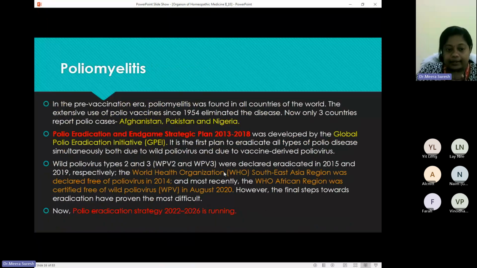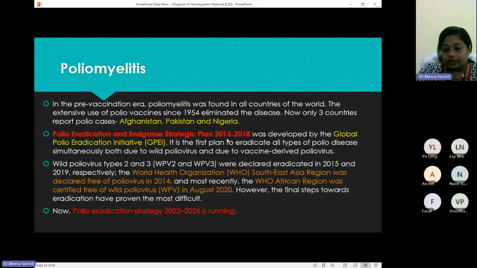The next condition is poliomyelitis. In the pre-vaccination era, poliomyelitis was found in all the countries of the world, but now, because of the extensive use of polio vaccines since 1954, it has been eliminated from most places. Now, only three countries report polio cases: Afghanistan, Pakistan, and Nigeria. Now there are two programs, the polio eradication and endgame strategic plan. This was functioning to eradicate poliomyelitis. This is one of the diseases that WHO has kept in the list to eradicate very soon.